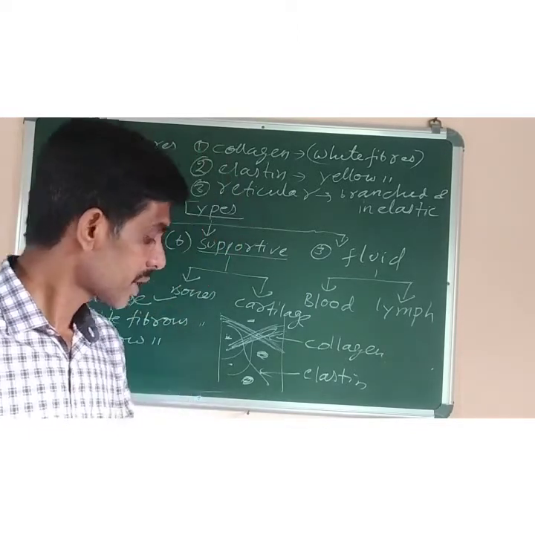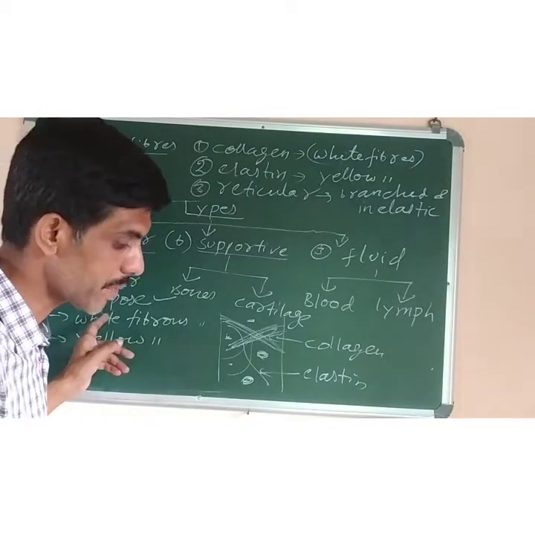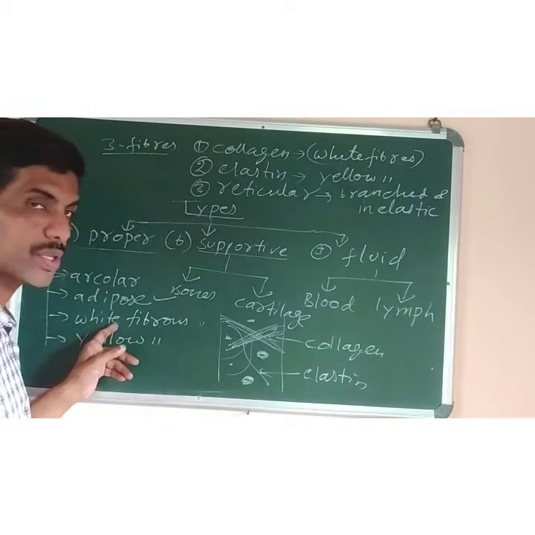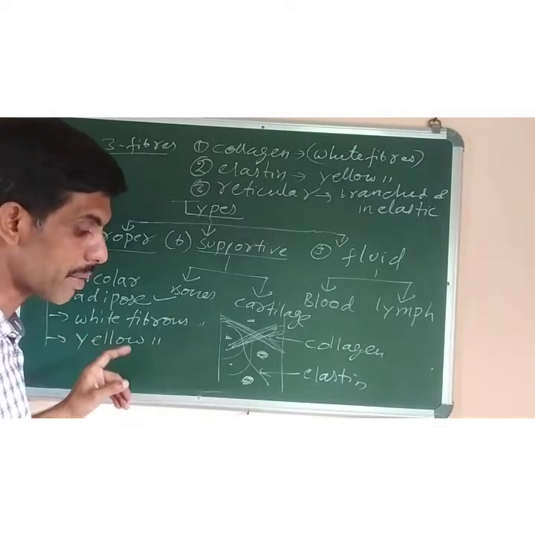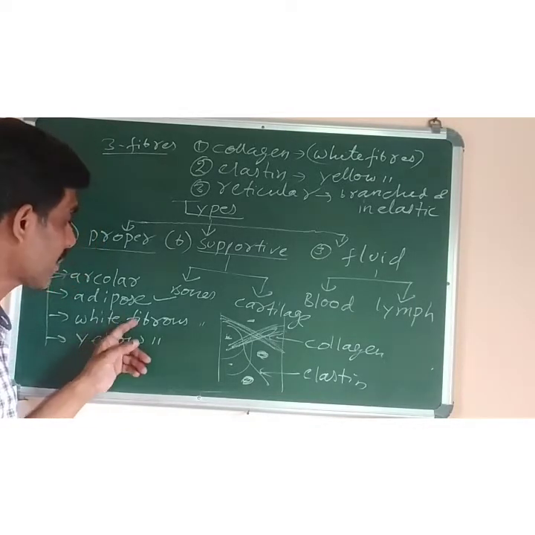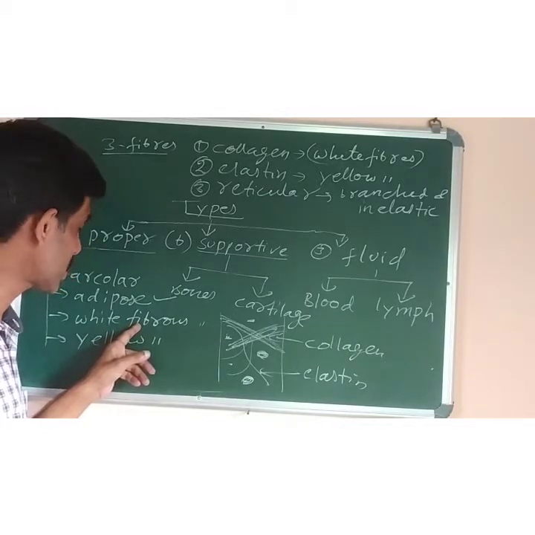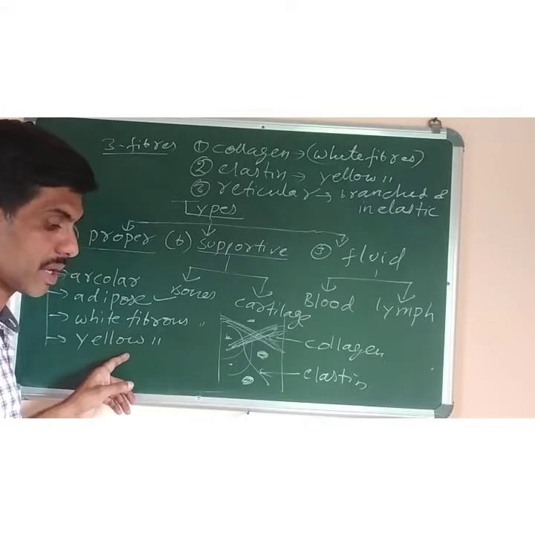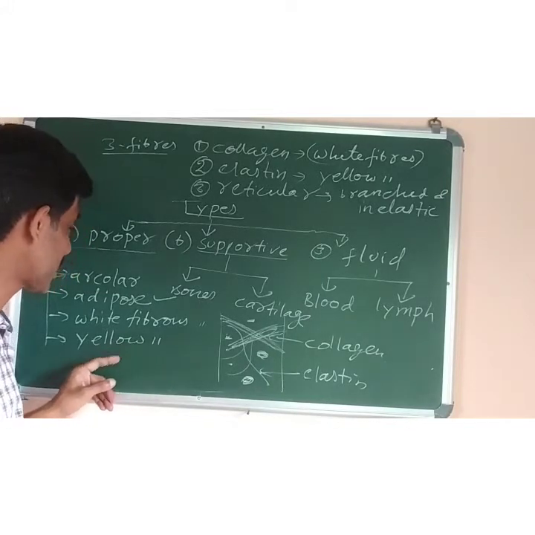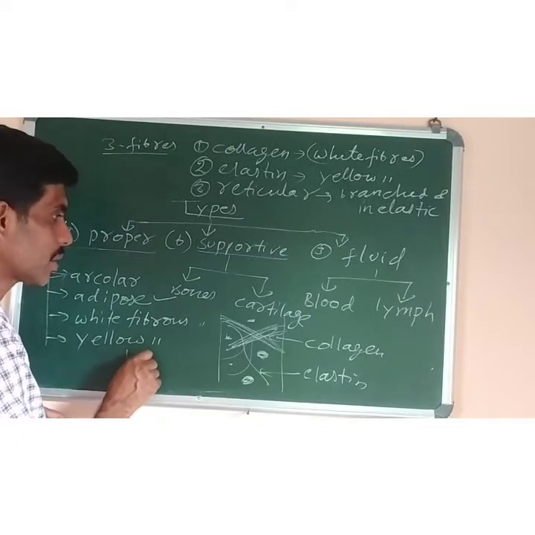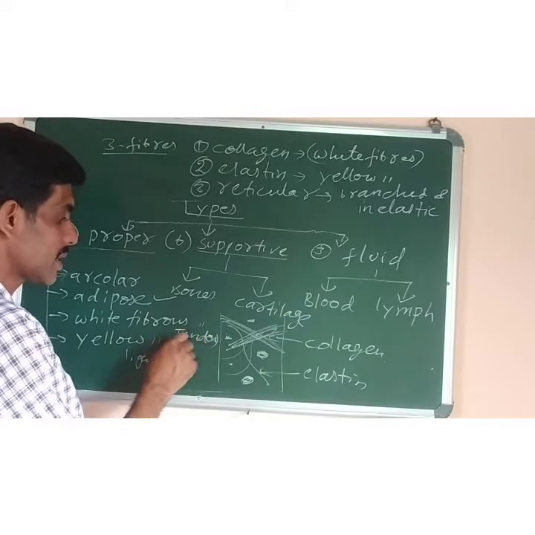Then we have the white fibrous tissue and the yellow fibrous tissue. White fibrous tissue is made up of numerous white fibers, or collagen fibers, and the yellow one is made up of elastin fibers. Example, tendon. It is a type of white fibrous connective tissue. The function of tendon is to connect muscles with the bones. The function of ligament, which connects one bone to another, is that of a yellow fibrous connective tissue. So you can write ligament here also, and give the examples tendons and ligament.